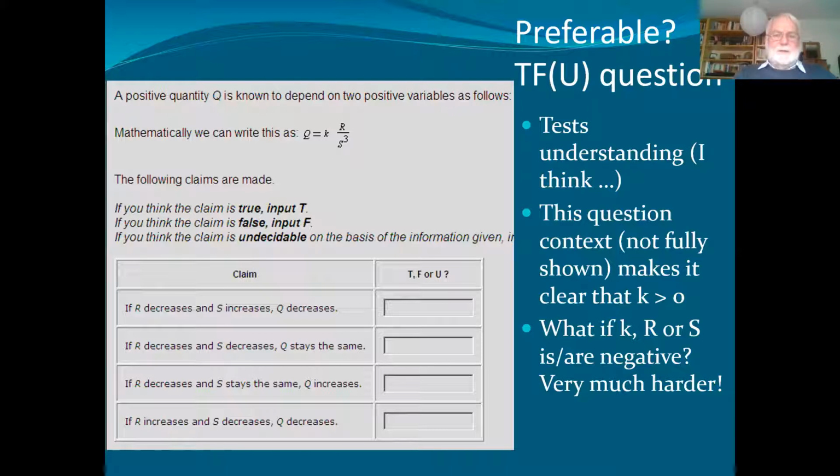You're not asking them to do anything. You're just saying, here's an expression or an equation. What does it mean?